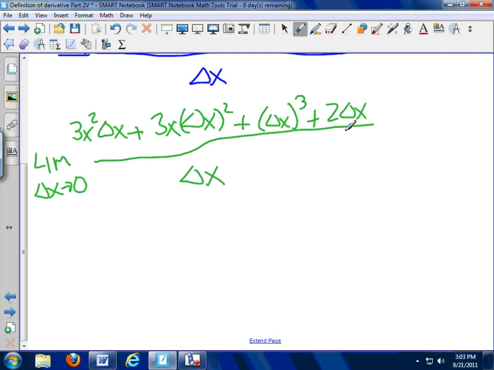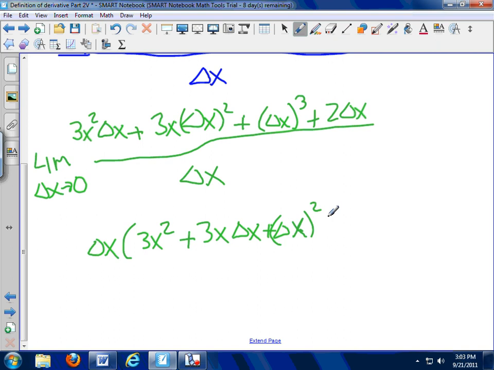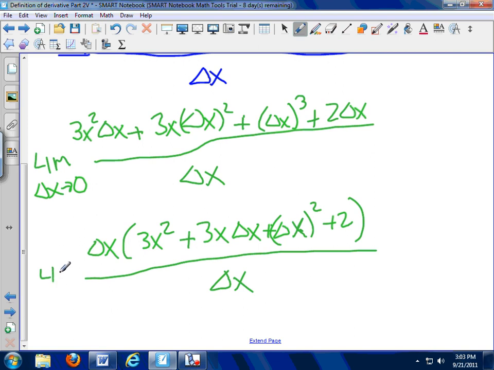So again, if I just start plugging in delta x 0 on all these, I'm going to get 0 over 0. It means we still have more work to do. So all these have a delta x, so I can factor delta x out of all of these terms. What's left on the first term is 3x squared, and then I've got a 3x delta x, and then I've got a plus delta x squared plus 2. All of that's over delta x, and we're still taking the limit as delta x approaches 0.